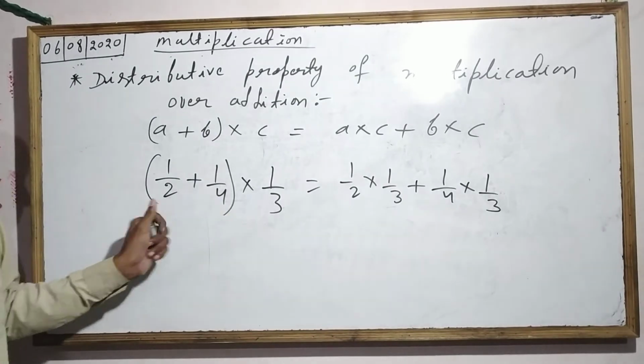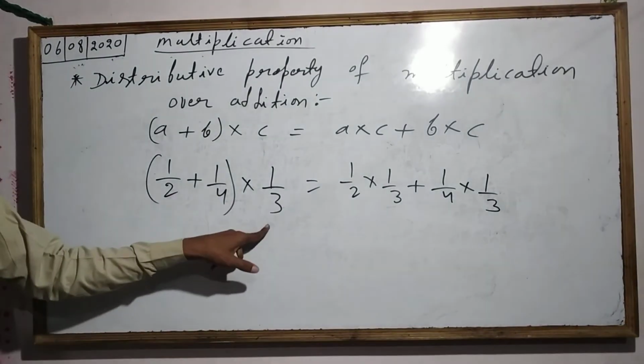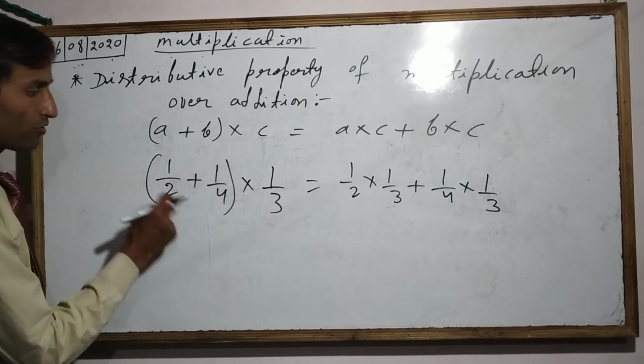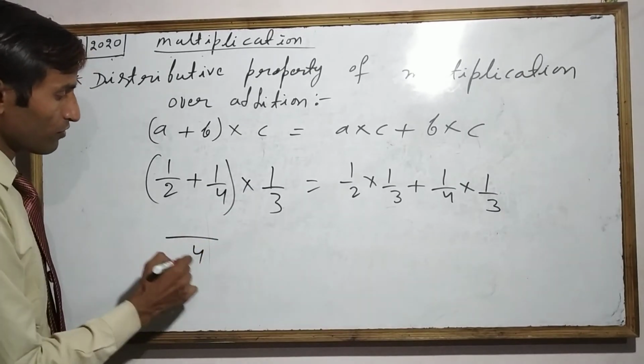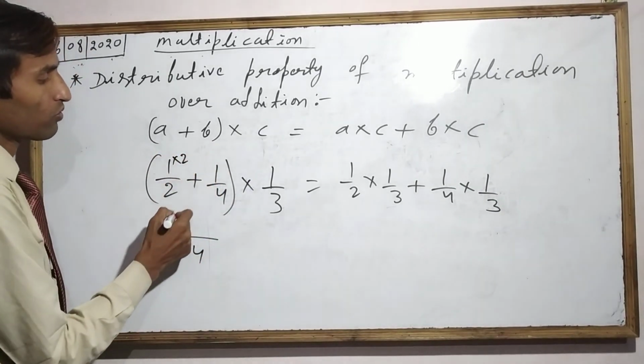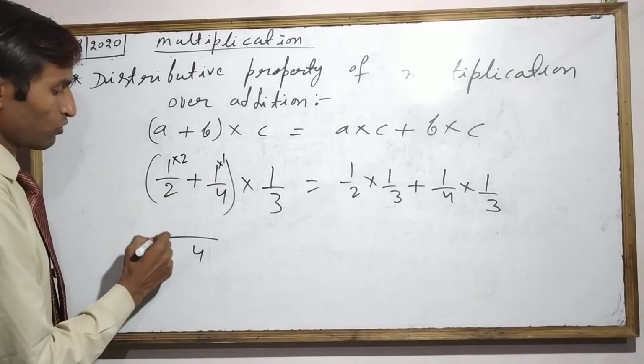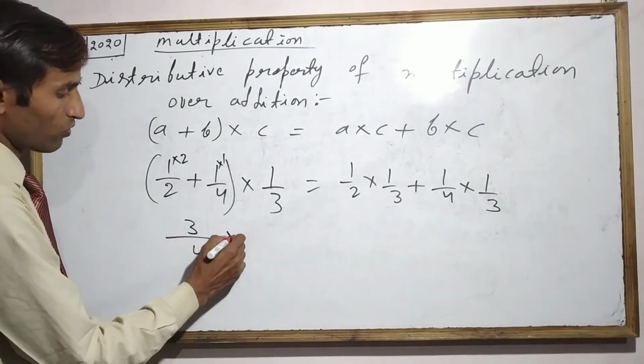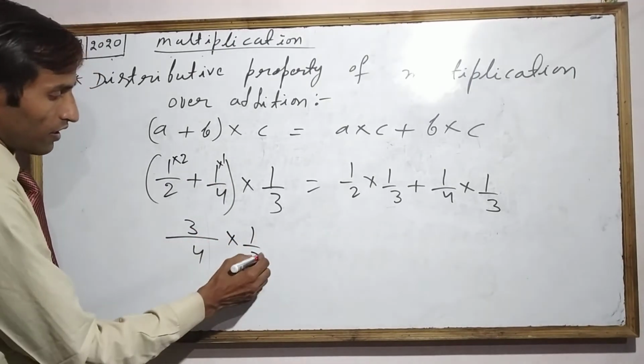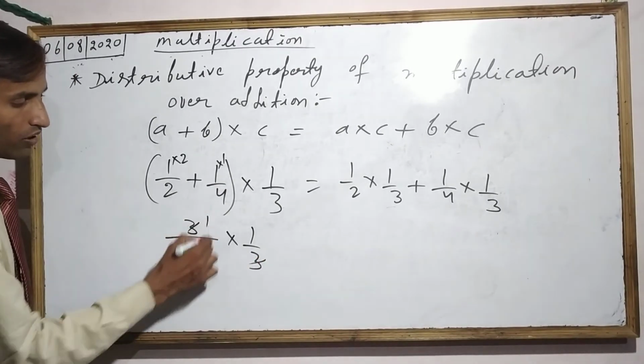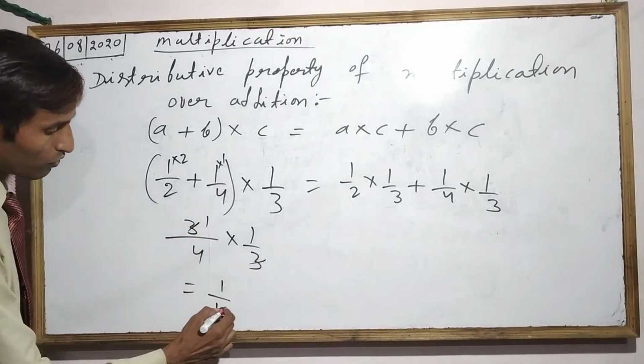In this case, first of all we have to add, then multiply. So when we add, we take the LCM. The LCM will be 4. We multiply by 2 here and there will be 1. So 2 plus 1, 3 will come, into 1 upon 3. Then here we can cancel out, 1 will come, so the answer is 1 upon 4.